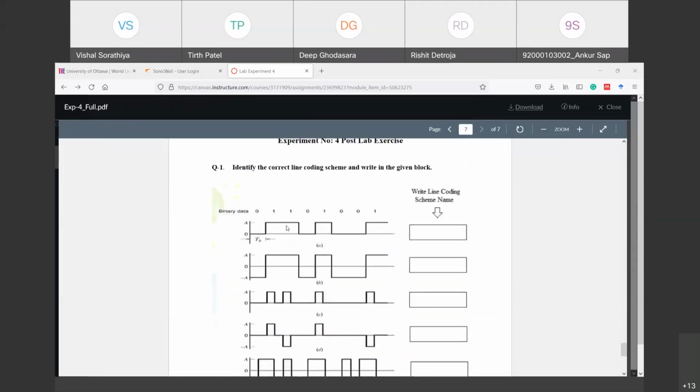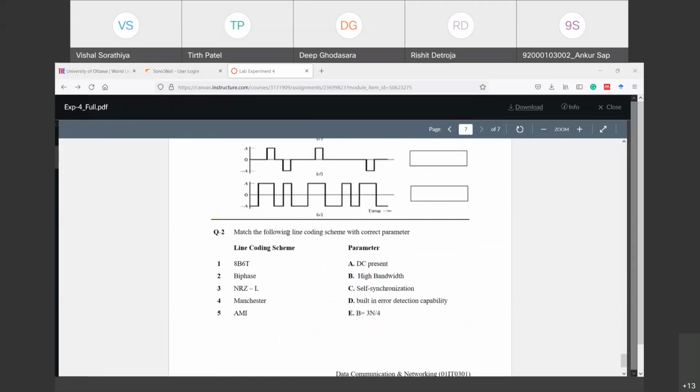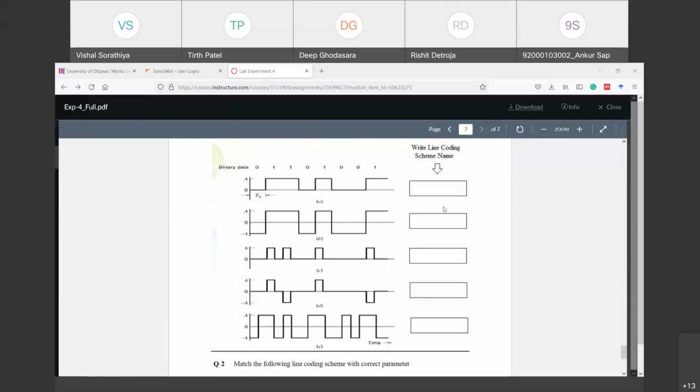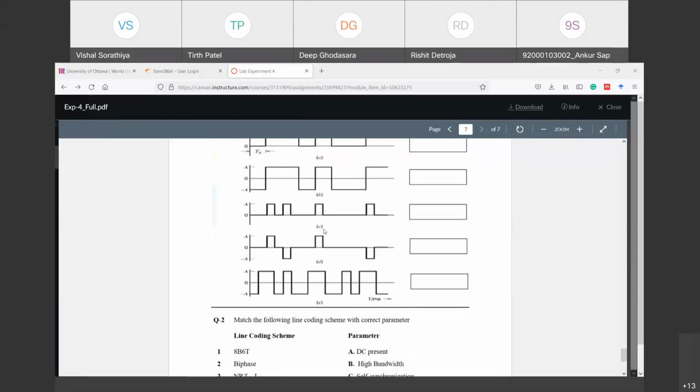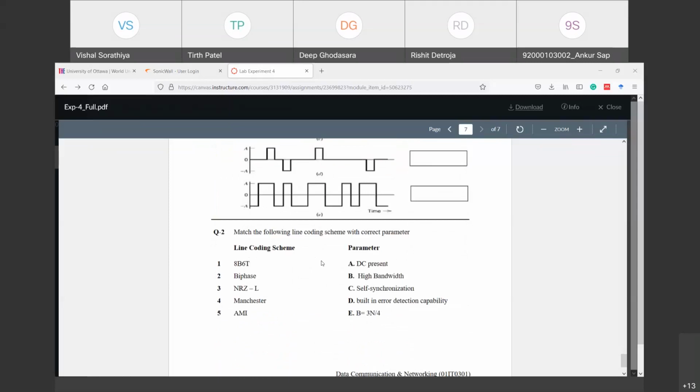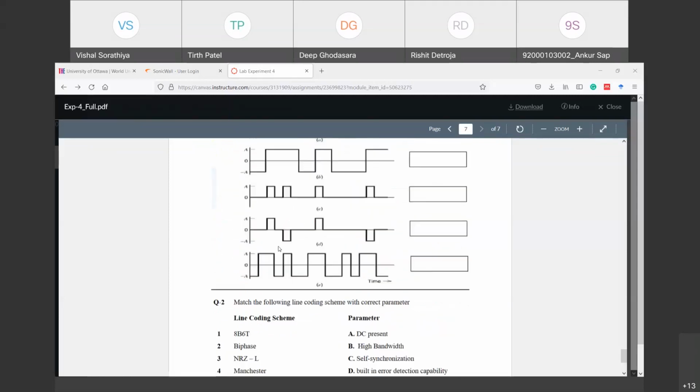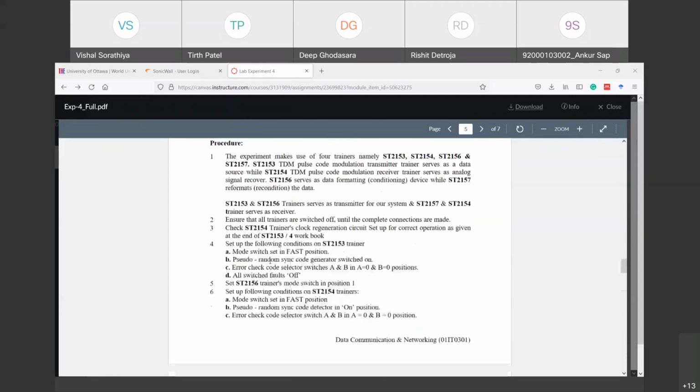And over here we have a reverse task. We have given the signals over here. You need to identify in reverse which type of line coding technique it follows. So you need to write that name in this one and match the following, like what the parameters are, and according to those parameters, which one is suitable. This exercise you need to do in lab experiment number 4.